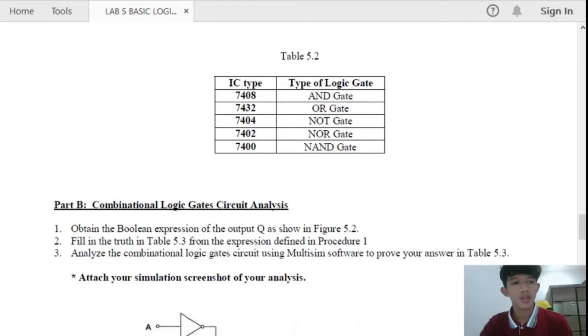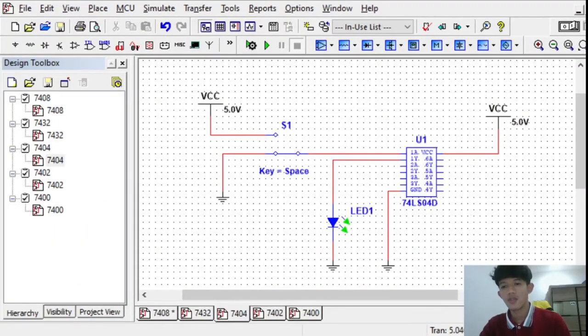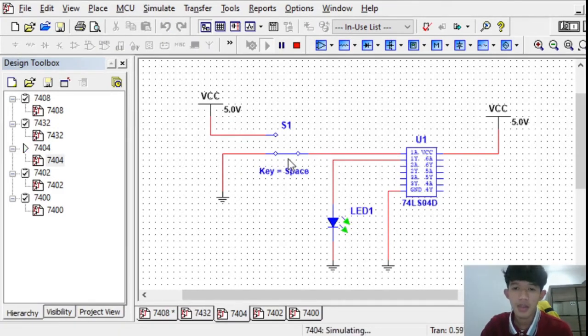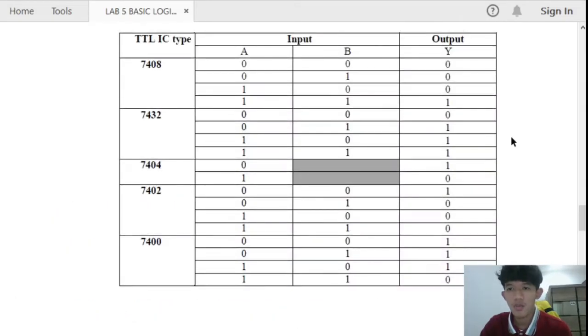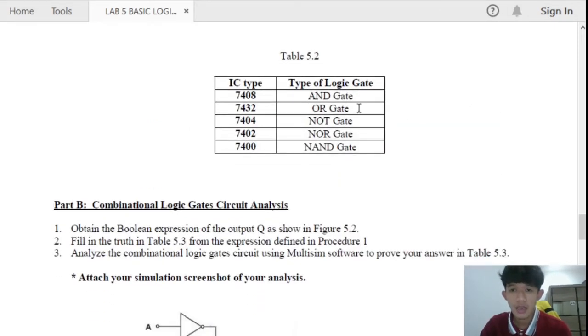Next, we look at our third IC, which is 7404. This IC has just one input only. So 0 for the input and the LED lights up. And we put 1 for the input and then the LED does not light up. Then we know the output for the 7404 IC will be 10, and the type of logic gate for 7404 is NOT gate.